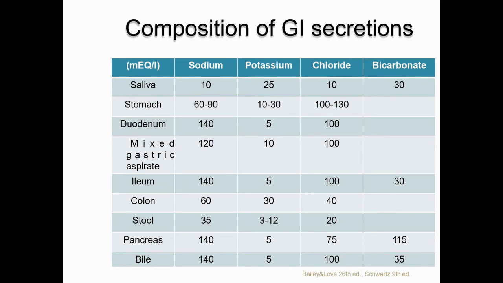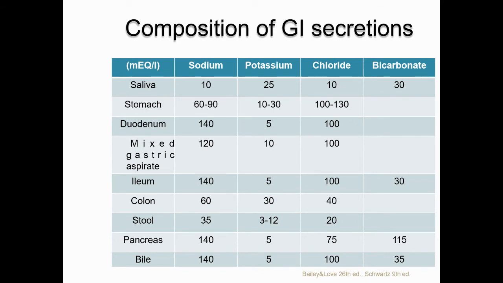You can see bicarbonate in saliva and ileum, and at last in the pancreas and bile we can also see bicarbonate. But let's look into the colon next. In the colon, the sodium level will be about 60, potassium about 30, and chloride about 40. In the ileum, we have 140 milliequivalents of sodium, 5 of potassium, 100 of chloride, and 30 of bicarbonate.